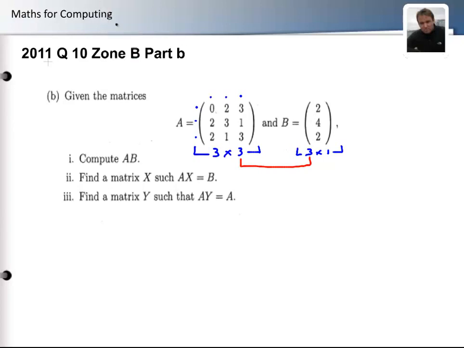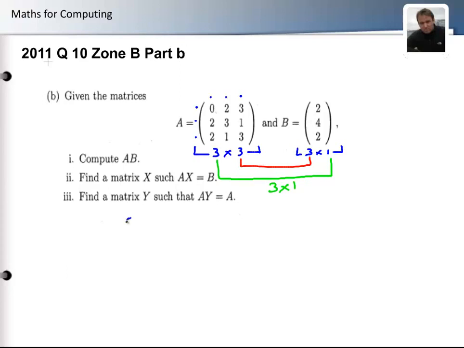What is the output going to look like, more to the point? It is the number of rows in the first matrix times the number of columns in the second matrix. So it's actually going to be a 3 by 1 matrix. Okay, so 3 rows and 1 column. So that's important, because we can set up our answer now.